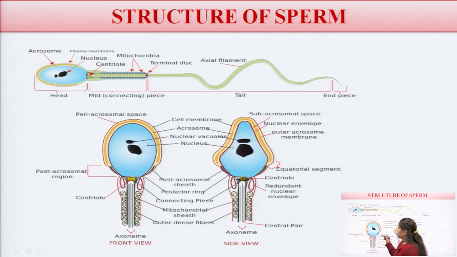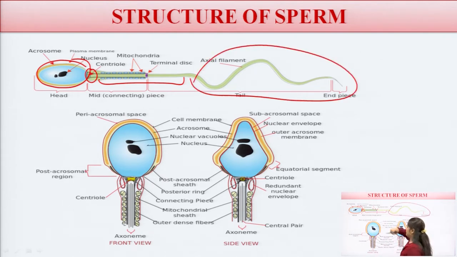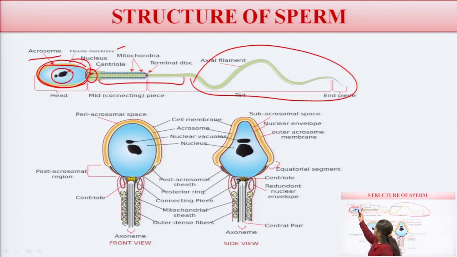This is the head part, this is the neck, this is the body or middle part, and this is the tail. The sperm is divided into four subcategories: head, neck, body and tail. The head is covered with a layer known as the acrosome, which is covered with a plasma membrane, and inside this acrosome there is a nucleus.